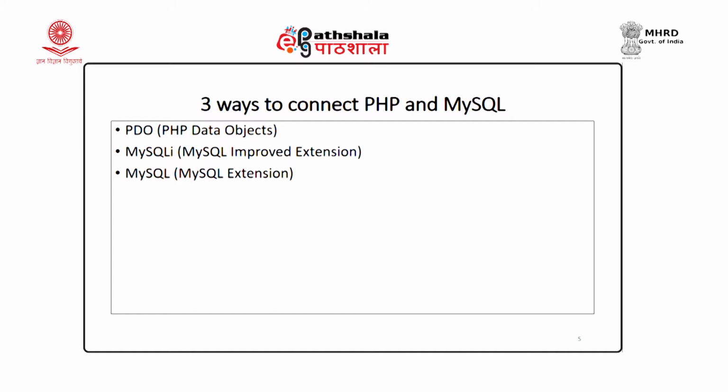Now, when you work with an application, as you know, an application programming interface or API is used to communicate with other applications, meaning your application can communicate with other applications using an API. MySQL also provides an API to work with programming languages like PHP. PHP provides three extensions to work with the MySQL API.